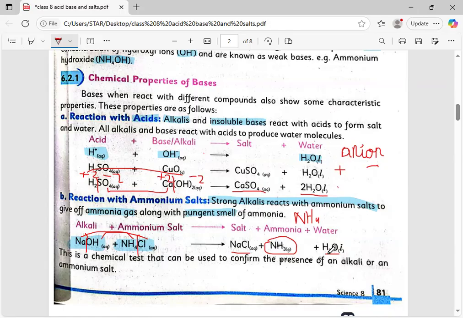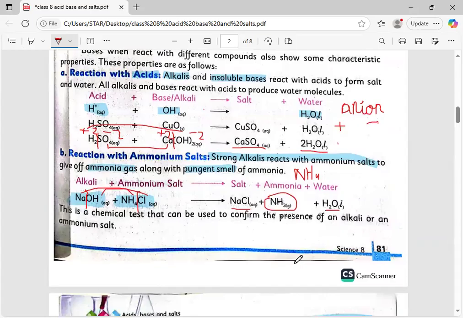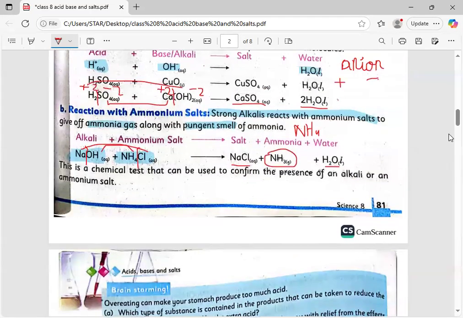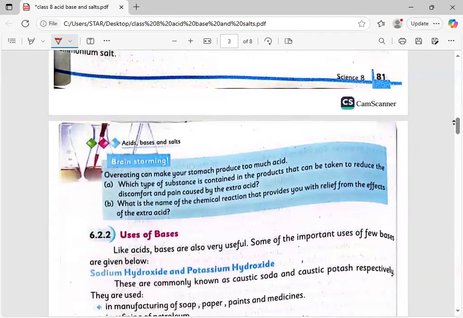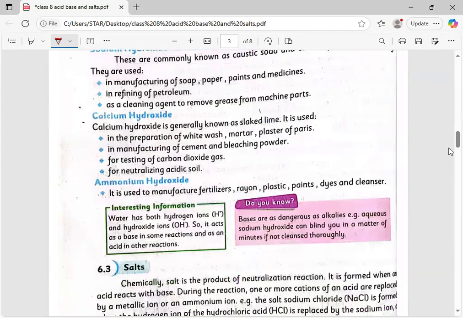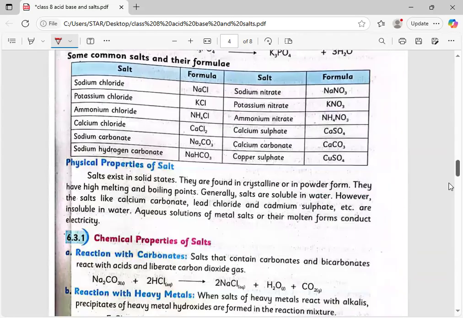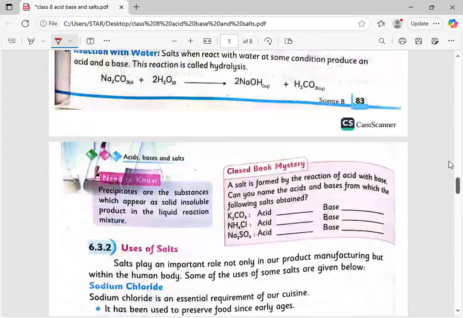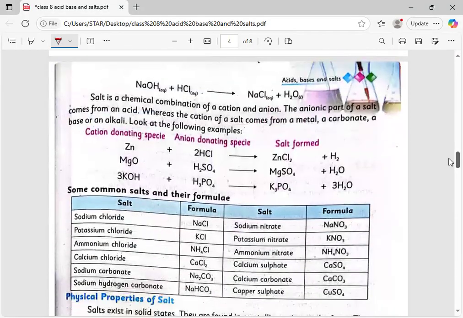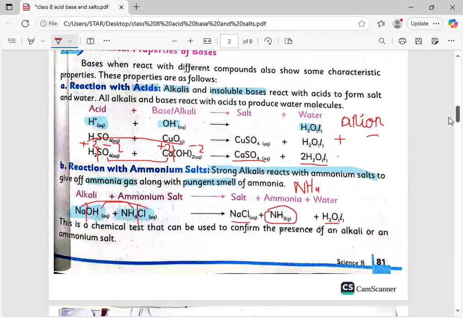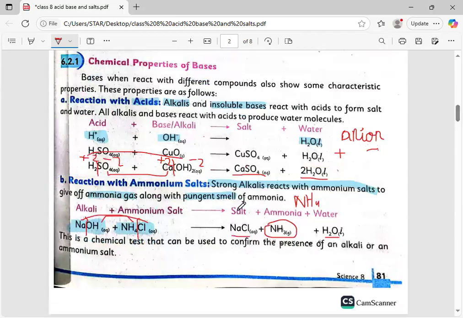So we have two types of chemical properties of bases. That is, whenever the bases react with acids, they always produce salt and water. And whenever the bases or strong alkalis react with ammonium salts, they always produce ammonia, which is identified or characterized by a pungent smell.